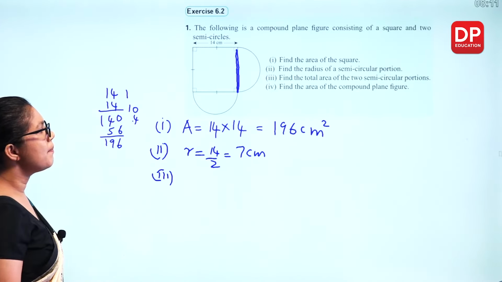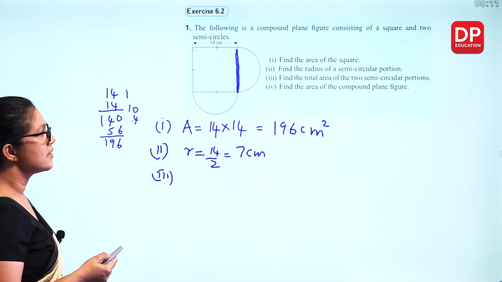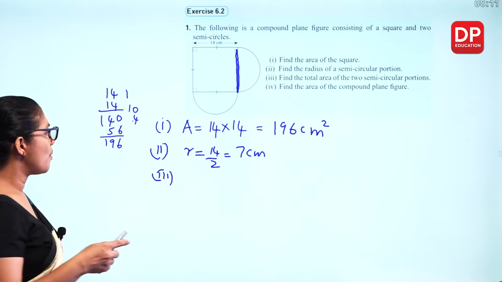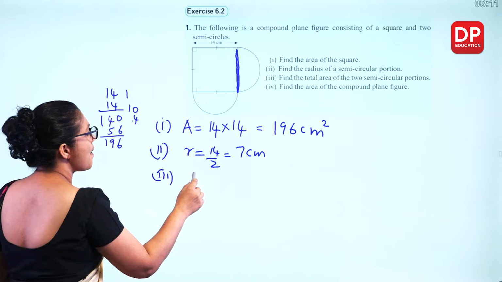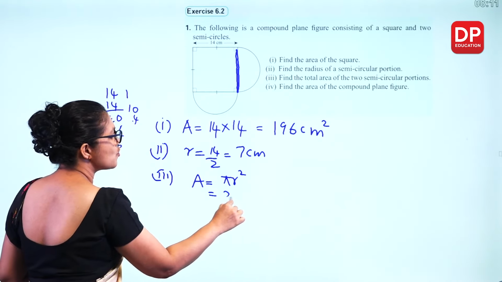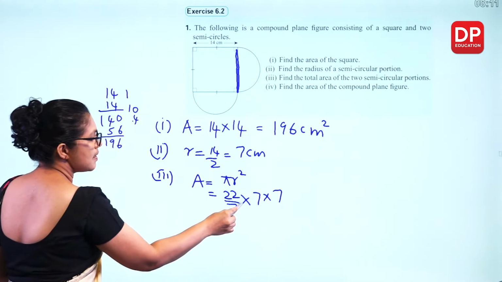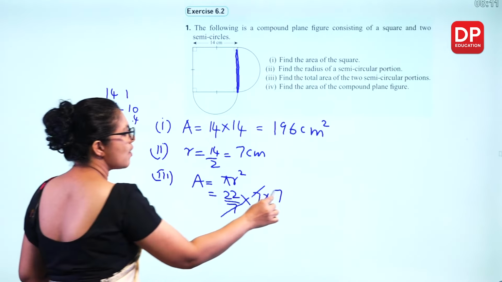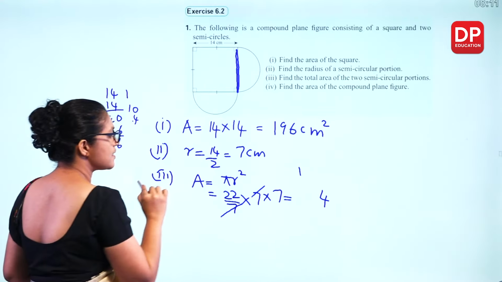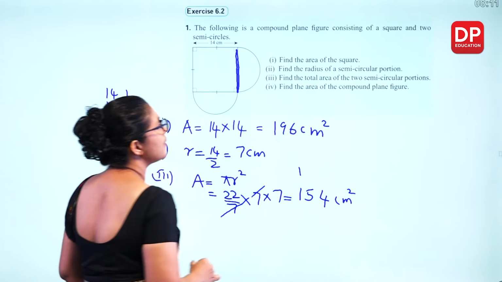Now we'll look at the third part. Find the total area of the 2 circular portions. So 2 semicircles, you get 1 full circle. So what's the area of 1 full circle? Pi r squared. Pi is 22/7. Radius we found, that's 7. Simplify this. 7, 7 get cancelled out. 22 times 7. 7 times 2, 14. 1 remaining. 7 times 2, 14 plus 1, 15, so 154 centimeter square.